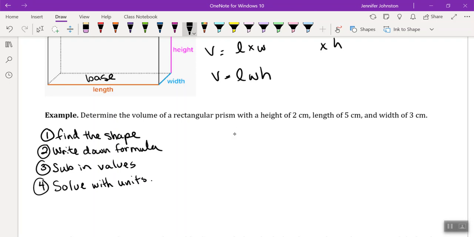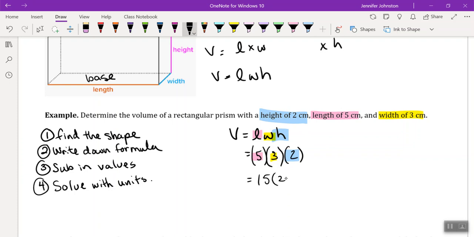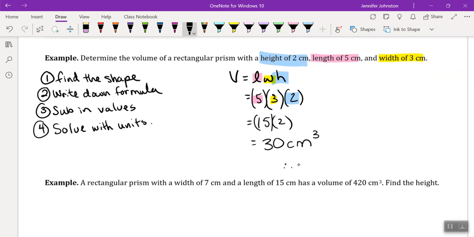All right, so we went and found the shape already. The volume is LWH. The length here is 5, so let's put 5 in for length. We talked about yesterday using brackets to help us when we sub in values. W is 3 and H is 2. So let's solve this. Here we get 15 times 2, which gives us 30 centimeters squared? No, cubed. Therefore the volume is 30 centimeters cubed.